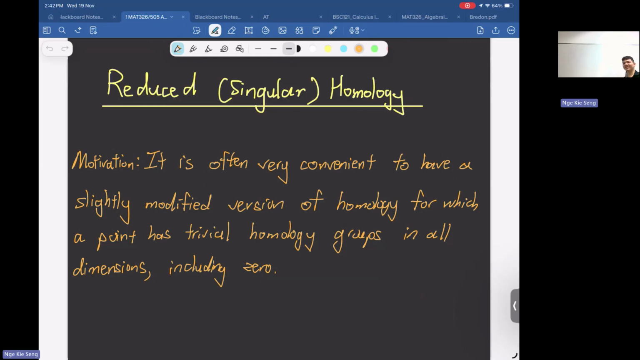So let's introduce the reduced singular homology. The motivation here is we want to produce a homology such that the homology of a point will have trivial homology group in all dimensions, including 0. Because if you still remember, a point is obviously path connected, so H0 must be Z. So we're going to produce one kind of homology where the homology of a point, just one point space, becomes just 0.